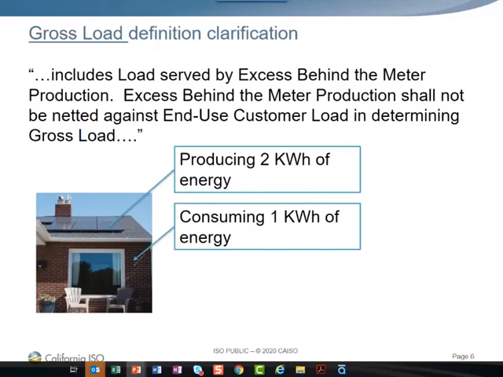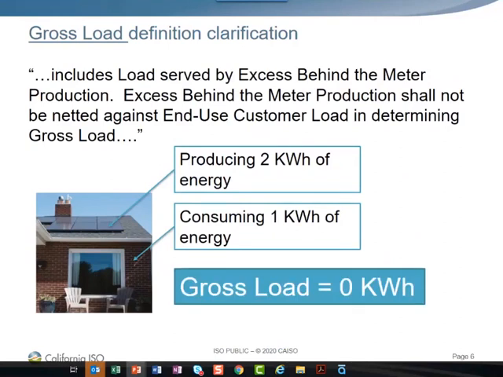So what do we mean by that? So let's take a look at Bob's house again. He's producing the 2 kilowatt hours of energy and consuming 1. And so the gross load is 0. It's not pulling any energy from the grid. Bob's house is using the energy produced by the solar panels that he's got. So his gross load, by this definition, is 0 kilowatt hours.